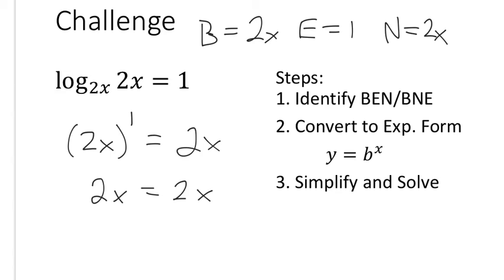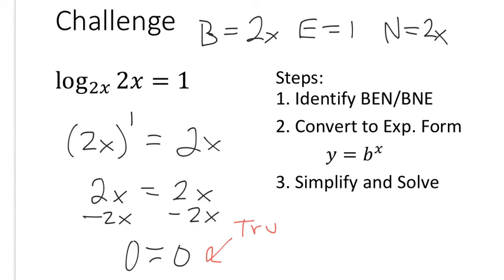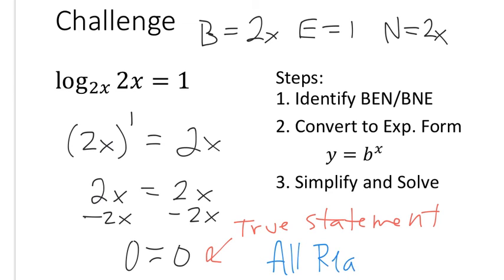We can do this in a couple of different ways. But if I end up doing this, what you'll end up seeing is that I can subtract 2x from both sides so that I can get them both to the same side. And I get 0 equals 0. Now, whenever I come into a situation like this, this is what we call a true statement. And whenever I'm given a true statement like this, what that means is that if my variables cancel away and it's true, it's all real numbers.